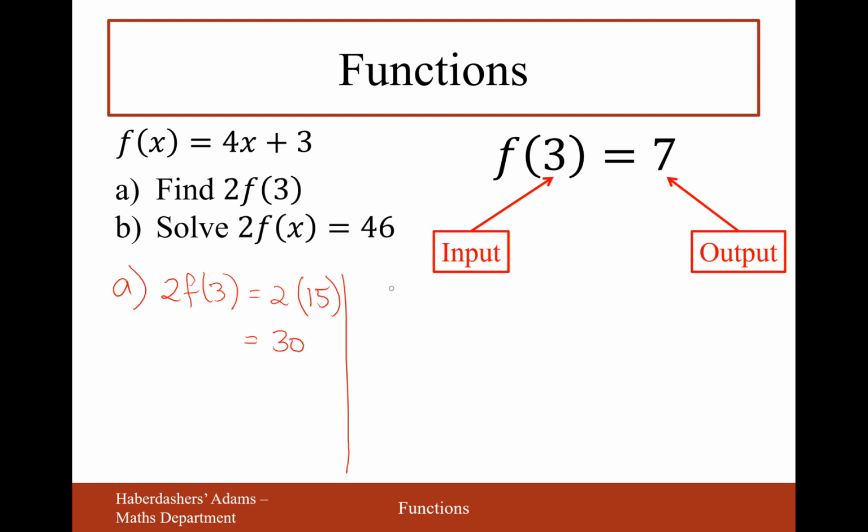In this case, what we can do is we can do 2 times the function, which is 4x plus 3, equals 46. And I think the first thing we could do here is halve both sides and get rid of the 2 at the start. So 4x plus 3 equals 23. Then we'll take away 3 from both sides, that'll make it 20, and then we'll divide by 4, which will make it 5. So if the input number was 5, then 2f of x will give you 46.